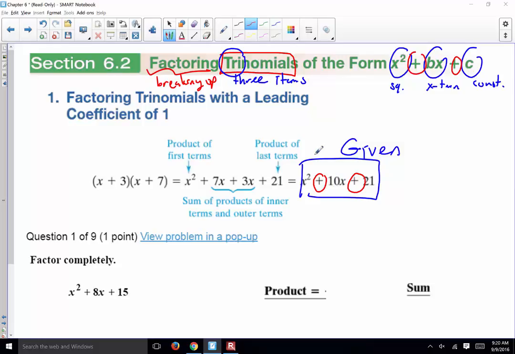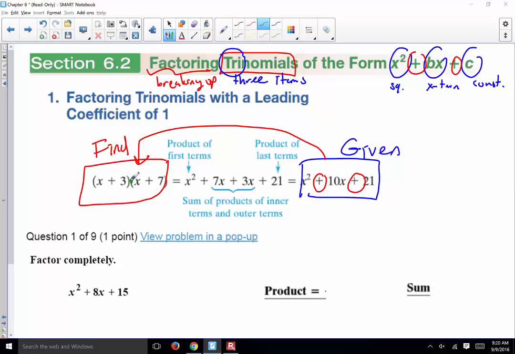So what are we going to do? You will be given this. What you need to achieve is this. You must find this in the homework questions. It's all like this. You're given 3 terms, added or subtracted. You're turning them into a product of 2.